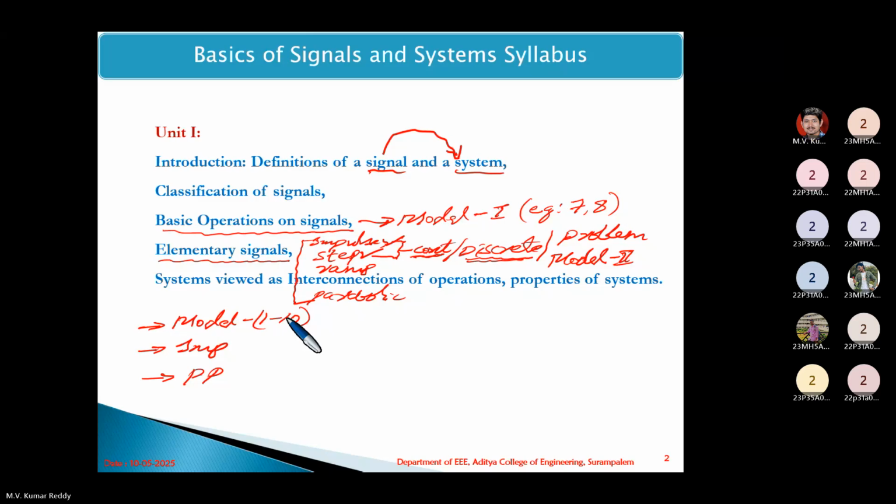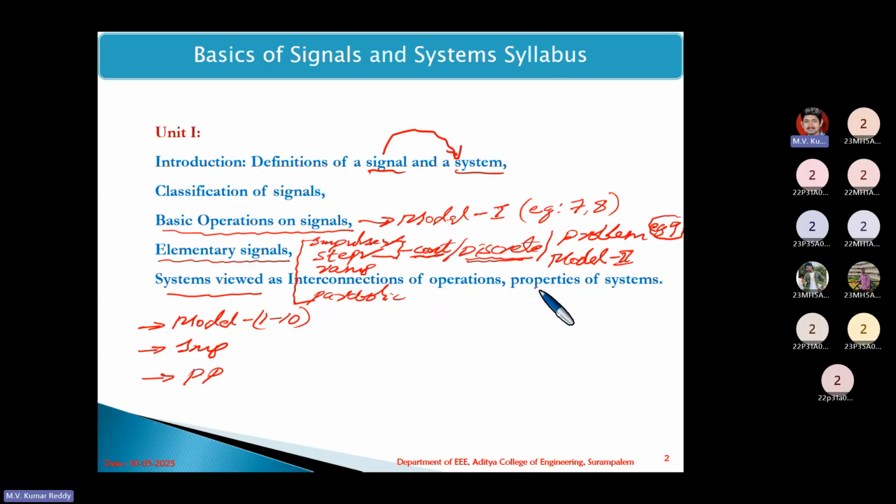So this is basic operations on signals as model 1. There are no other problems, only problems 7 and 8. Next, the second model has elementary signal problems, that is example 9. This is model 2. Next, model 3 in this unit is the system viewed as interconnection of operations and properties of system.